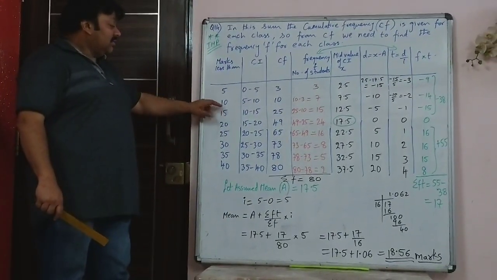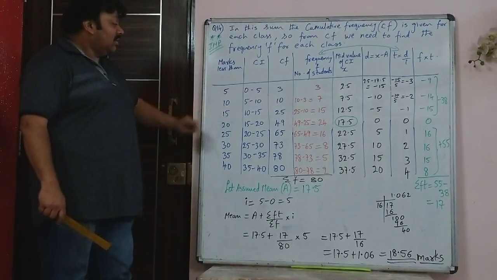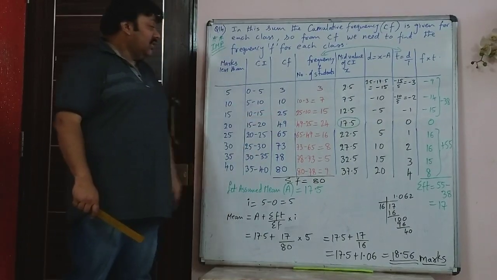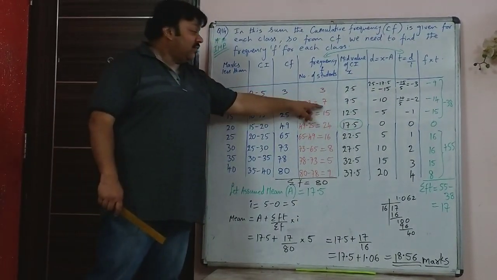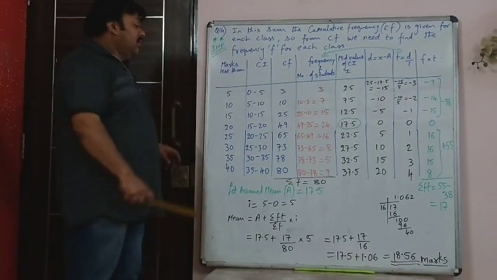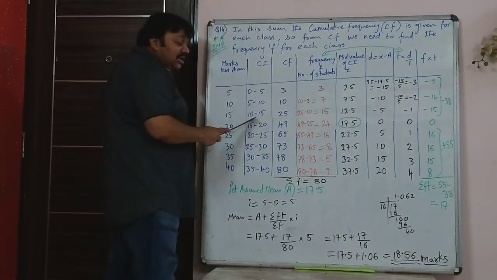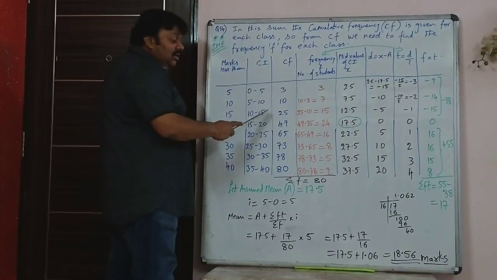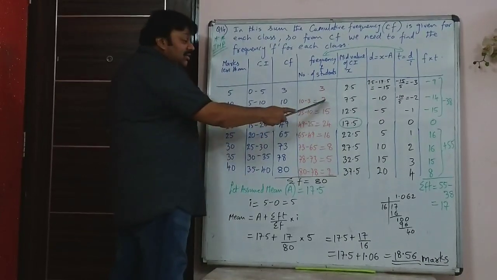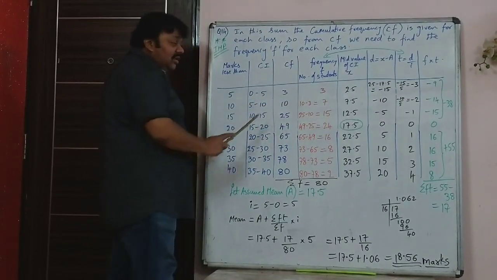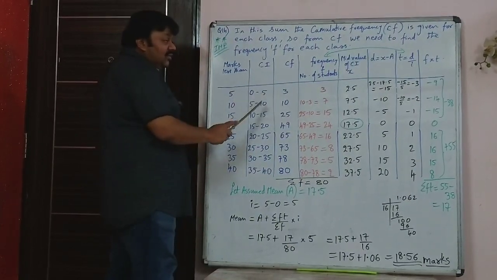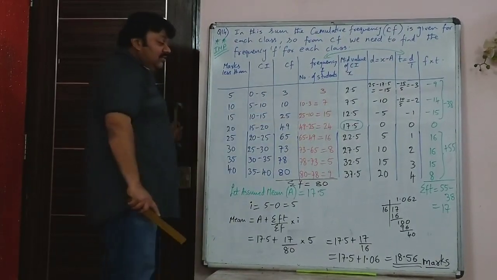Less than 15 means these two groups are already included in that. So less than 15, there are a total of 25 students. That means these 3 and 7, these 10, are already included in the previous groups. So what happens in this particular group, 10 to 15? That group is 25 cumulative frequency minus that 3 and 7, that is 10. So 25 minus the previous CF, that is 15.